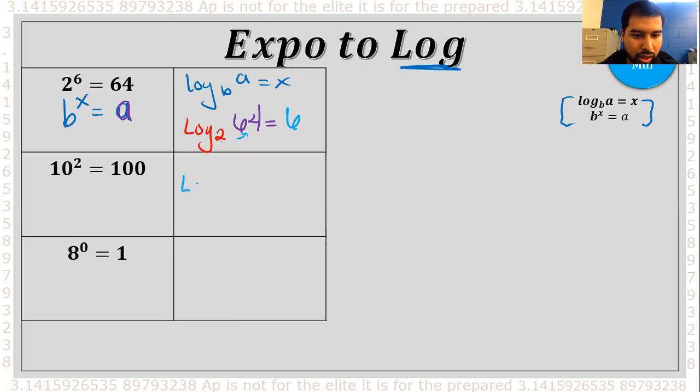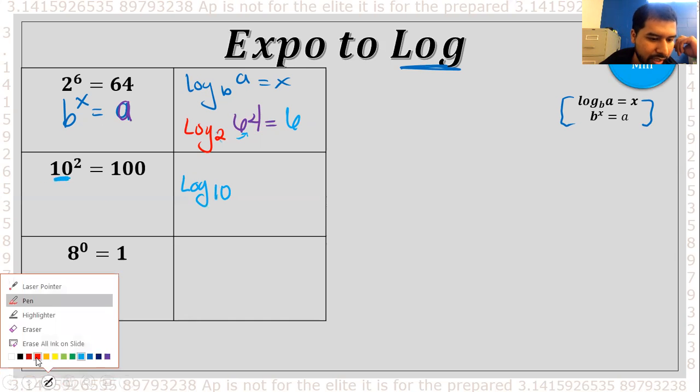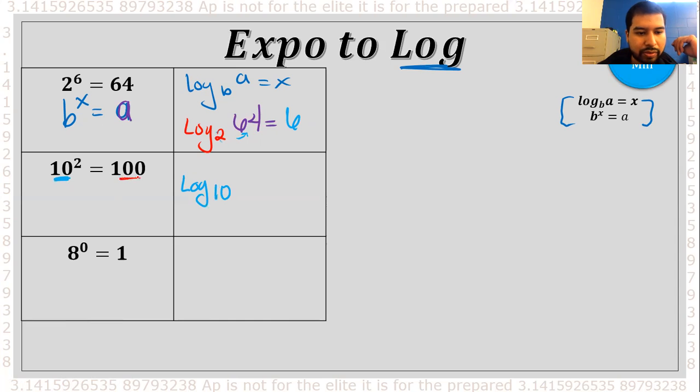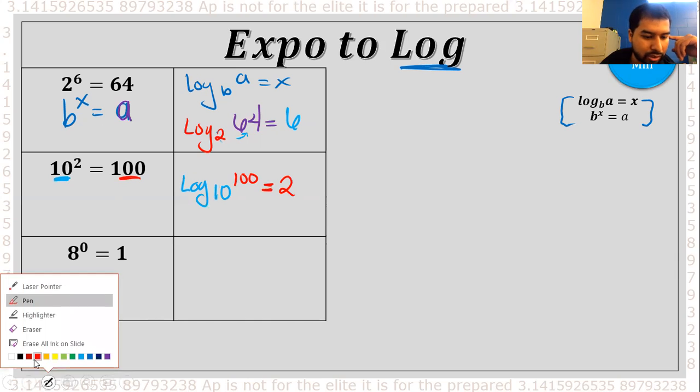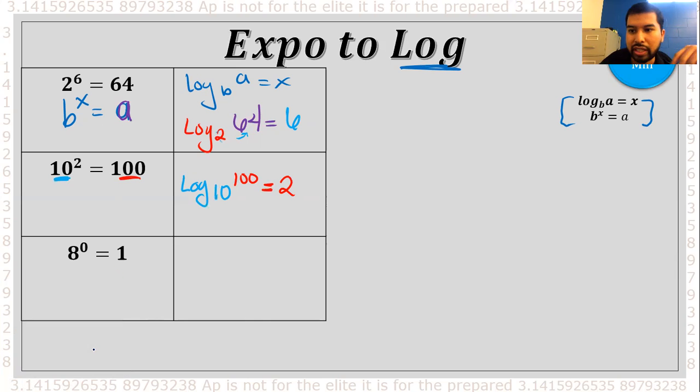So I'm going to go ahead and do log, right? Log, and then I'm going to get the base, which is 10. And then I'm going to get the value, 100. And I'm asking myself, 10 to what power gives me 100? And your answer should be 2. That's how you use it without the template. So go ahead and pause the video and try it out.